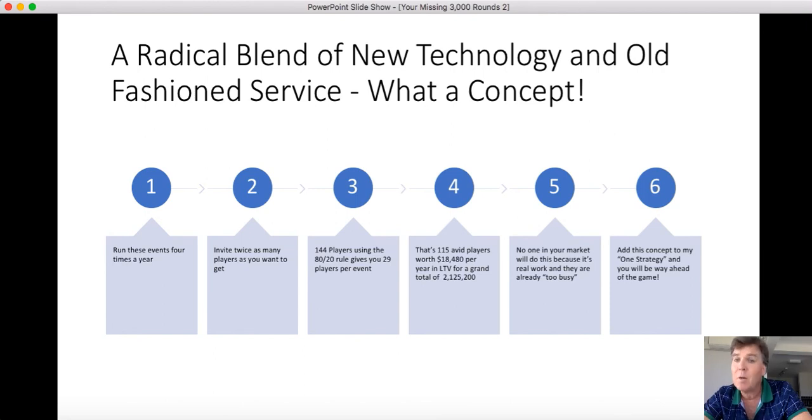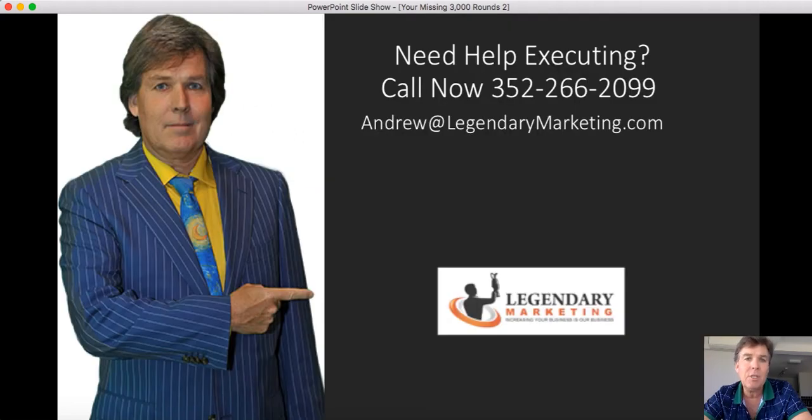Add this concept to my one strategy and you will be way ahead of the game. Need help executing it? Call us at Legendary Marketing. We're here to help you grow your business. As the world's leading experts on golf marketing, there's no one that can help you grow your database faster. And growing your database so that you have the biggest, best database in the area is the simplest way I know to increase your business.